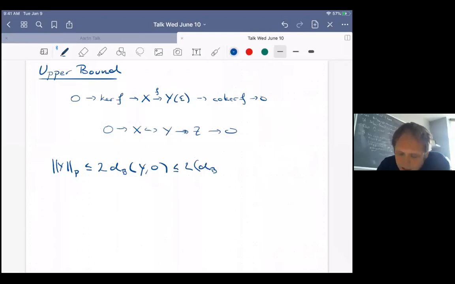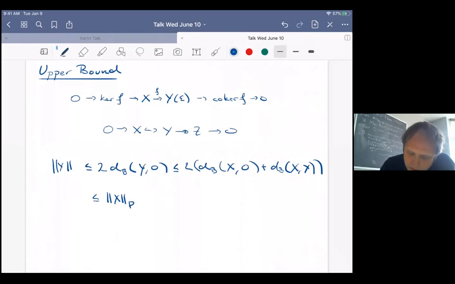So take, let's say, the bottleneck distance from X to zero plus the bottleneck distance from X to Y. I could have done this with Z as well, it doesn't really matter. This is just the triangle inequality for distances. Once I have this, if I multiply this out, the first term is just going to be the norm of X. I shouldn't put P here, I should put infinity. So I have the infinity norm of X. But if I set this thing to zero, X is now injective, that's fine. And if I set the cokernel of F to Z, that's just this bit. So this term is now just upper bounded by Z. So I get this result.